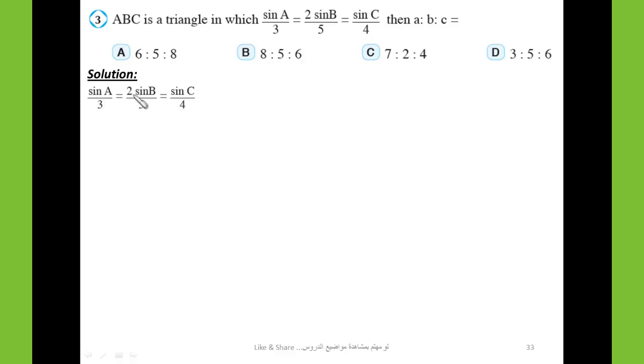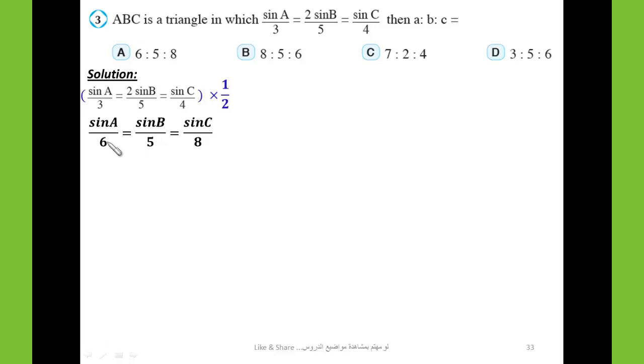To get rid of 2, we multiply all the proportions by half, like this. So multiplying by half, what do we get? Half multiply sine A over 3 equals sine A over 6, and half multiply 2 sine B over 5 equals sine B over 5. Half multiply sine C over 4 equals sine C over 8, because 4 multiply 2 equals 8.